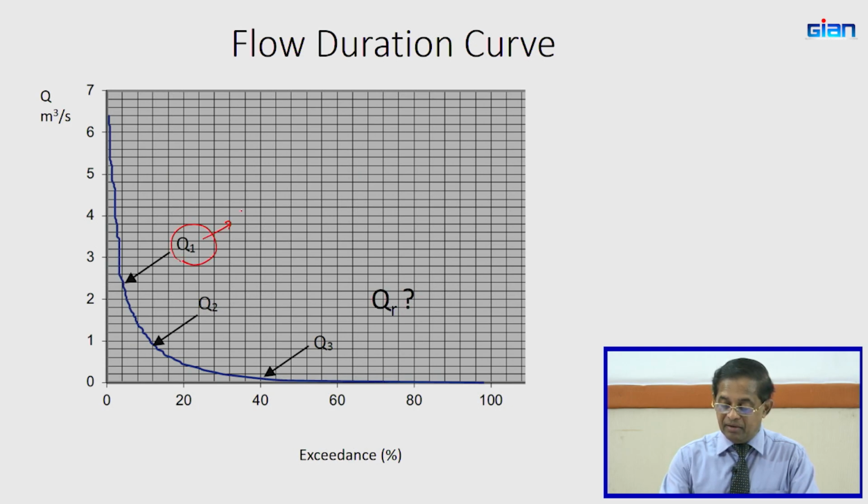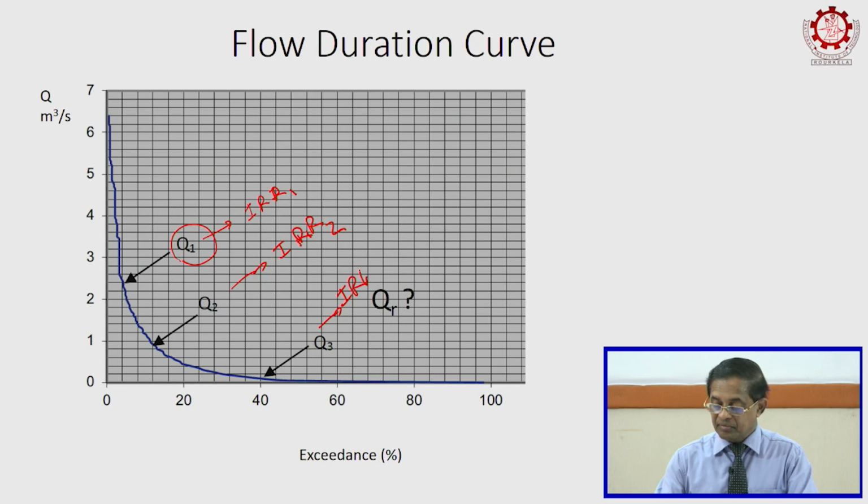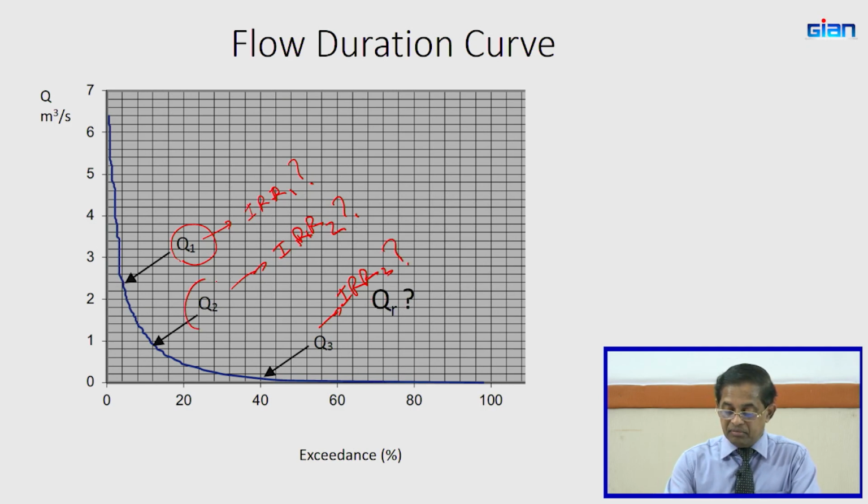I hope you are familiar with terms like return on investment or internal rate of return. These are financial terms. This is IRR 1, this is IRR 2, internal rate of return. Q3, IRR 3. So, which is the better one? Which is bringing the higher financial returns? Then select that one as the rated flow.